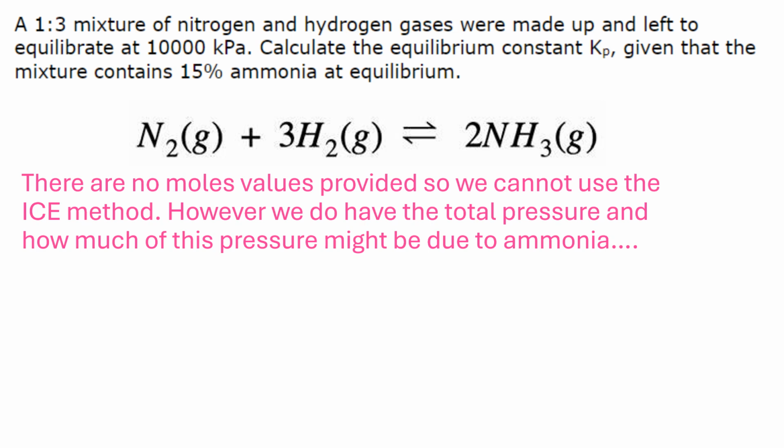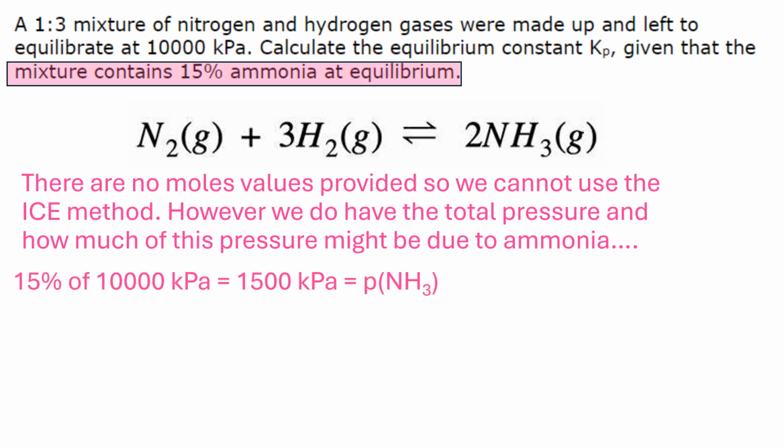So we do have the total pressure and how much of this pressure might be due to ammonia. So it tells us that 15% of the mixture is ammonia at equilibrium. So if we take the total pressure as 10,000 kilopascals, like you can see in the question up here, 15% of that is 1,500 kilopascals. So that must mean that that's the partial pressure of ammonia.